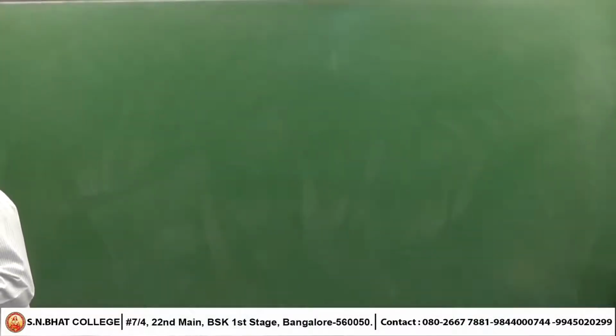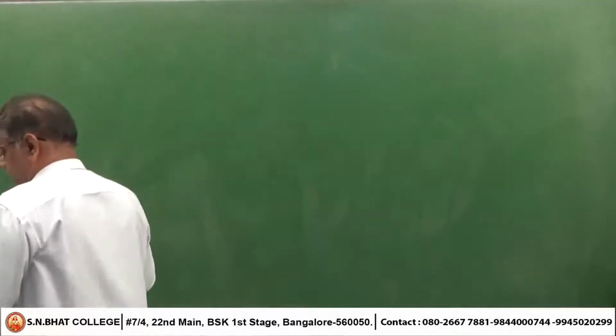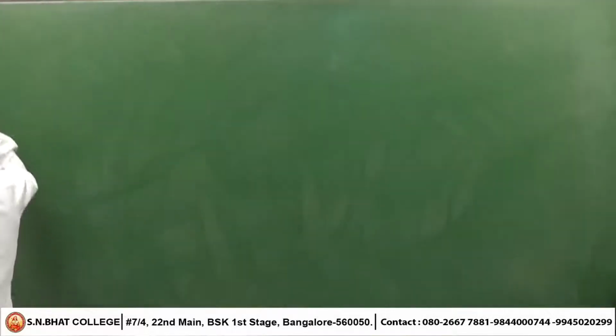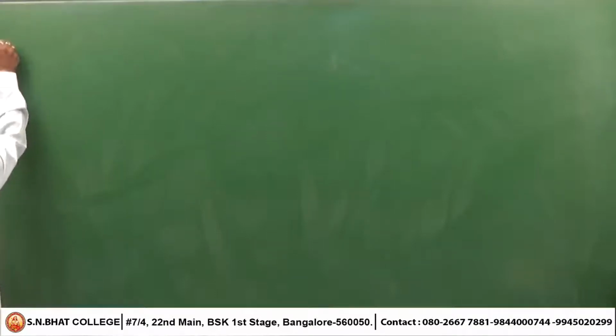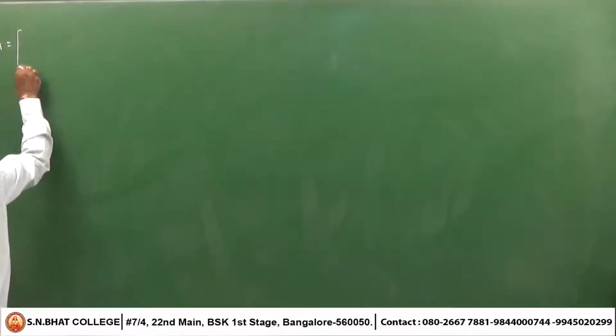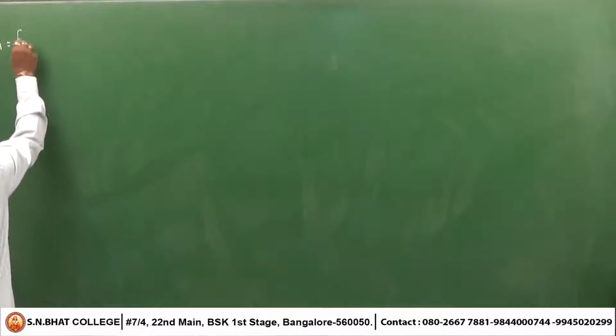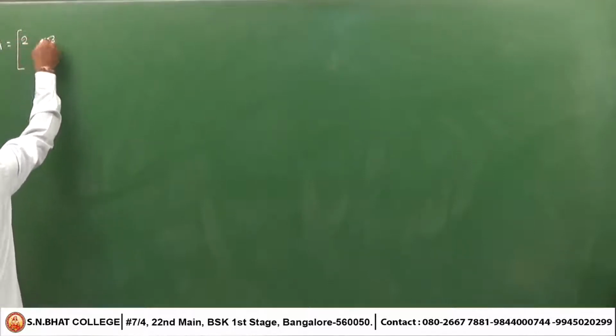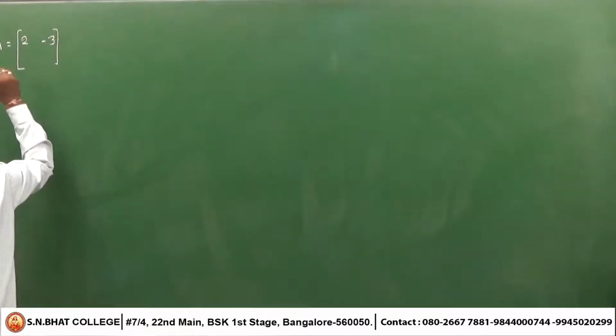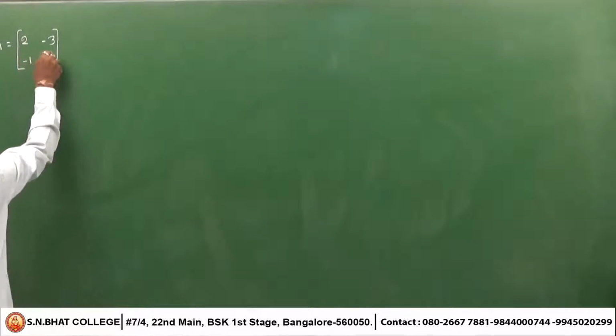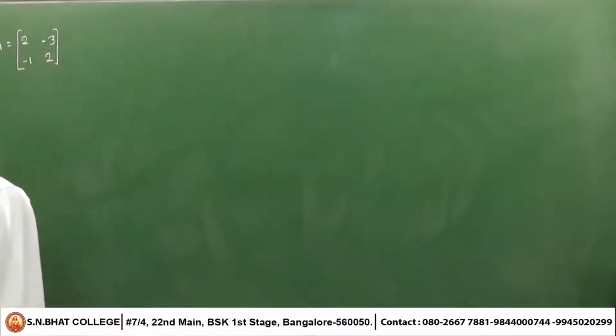Using elementary transformation, find the inverse of the following matrices. Continue the problem. A is equal to [2, -3; -1, 2]. Find the inverse.